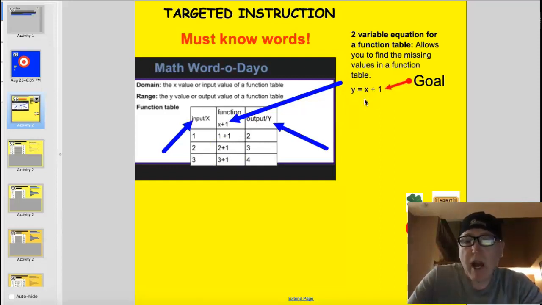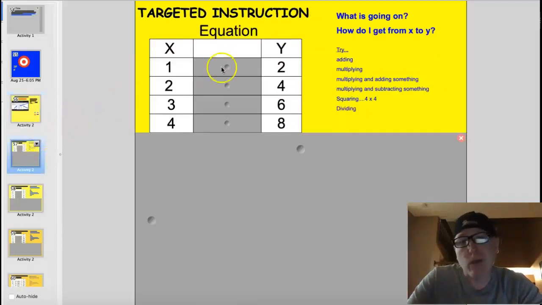All right. Let's just get started with a couple of them, and I'll give you a couple of hints the way I do this. So here's a table, and we've got to write a two-variable equation for it. What's going on, and how do I get from x to y? The first thing I do is I try adding, then I try multiplying, then I try multiplying and adding something, then I try multiplying and subtracting something, and then I try squaring, and then I start dividing, and then I just start guessing. But this is generally the order I'm going in. I always try adding and multiplying first because those are the easiest ones.